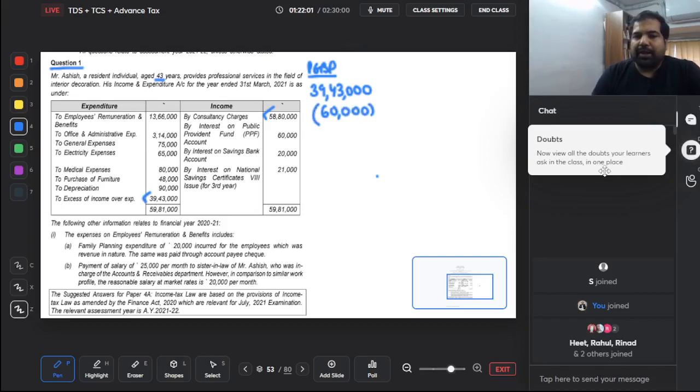And which room will I take, guys? This is exempt income. Interest on PPF, assuming guys this is up to 9.5%, this is completely exempt. So this is done. I'm removing it and not putting it anywhere else.